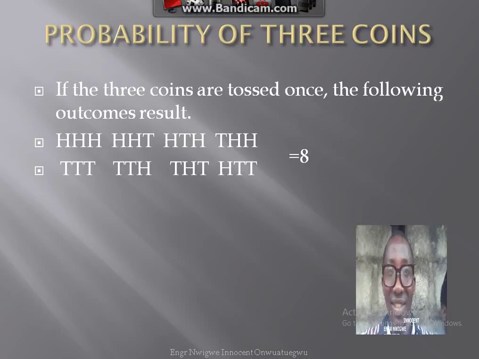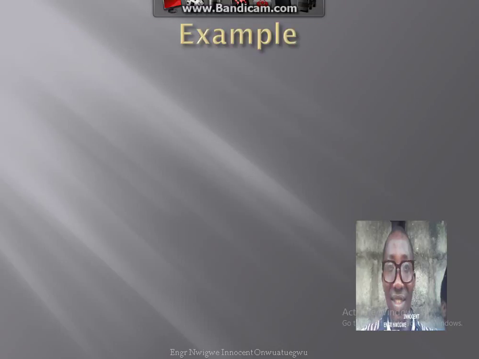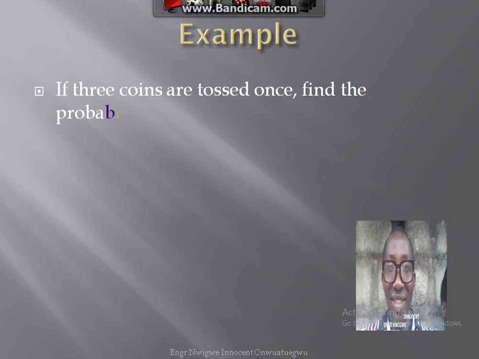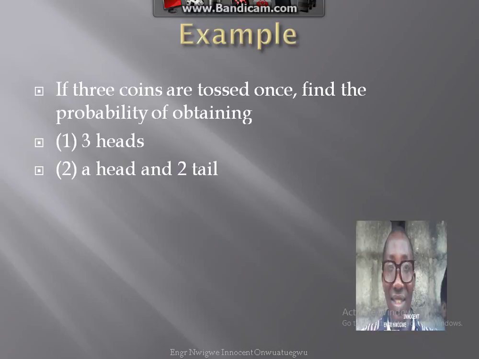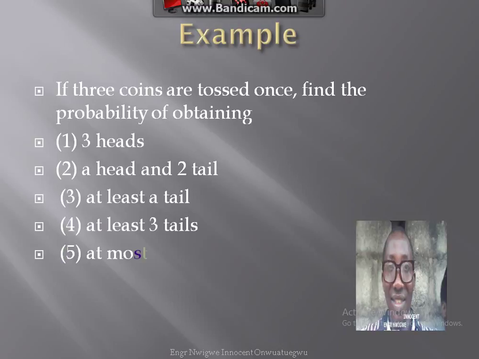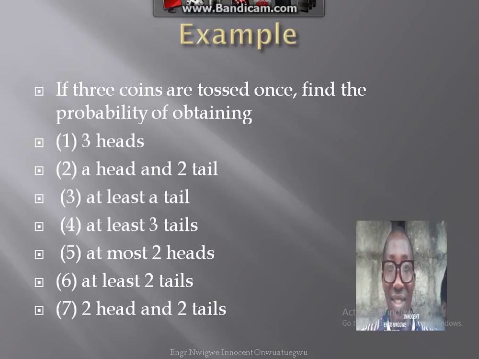Example: if 3 coins are tossed once, find the probability of obtaining 1. 3 heads, 2. A head and 2 tails, 3. At least a tail, 4. At least 3 tails, 5. At most 2 heads, 6. At least 2 tails, 7. 2 heads and 2 tails.